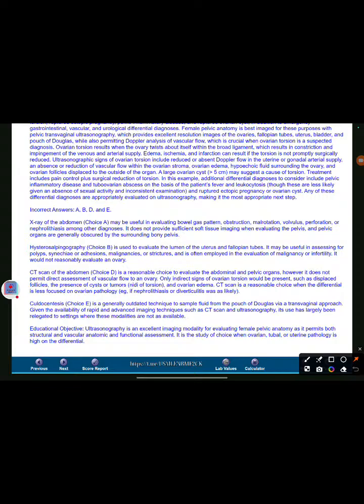CT scan is a reasonable choice when the differential is less focused on ovarian pathology, for example, if nephrolithiasis or diverticulosis was likely. Okay.